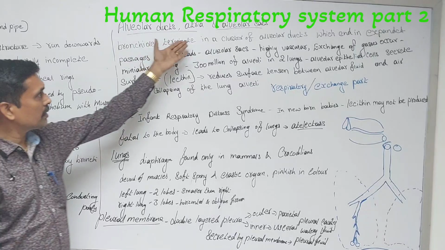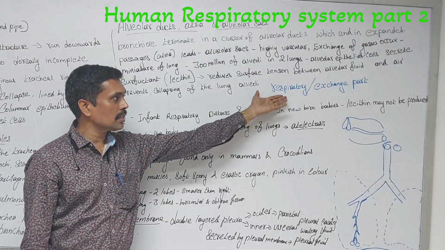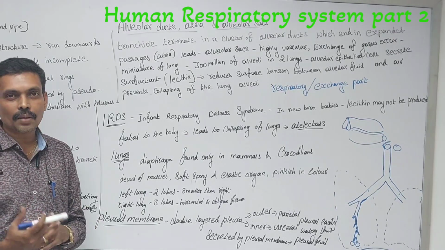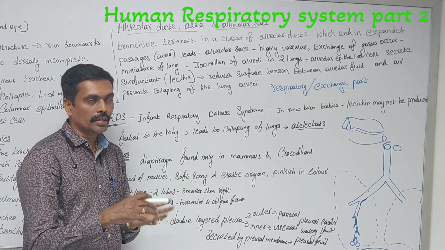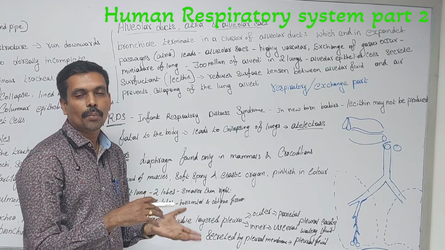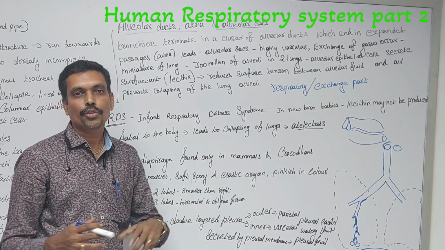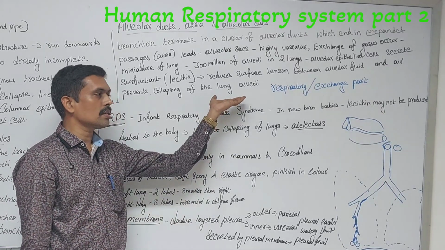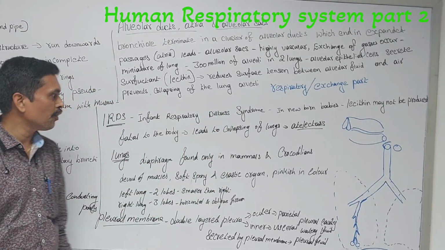And this alveolar duct, atria and alveolar sac we call the respiratory part or exchange part, because the exchanges take place in this area. They take in O2 and give out carbon dioxide by the exchange method. Exchange means if you want to give some and take some, we can use the word exchange. So here the exchange takes place by simple diffusion.